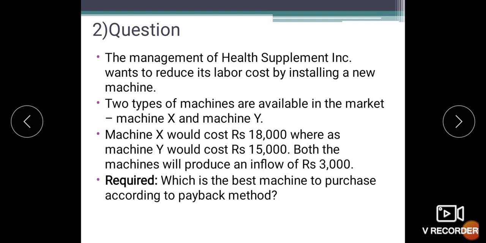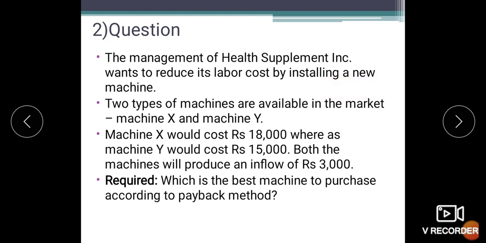Now we can move on to another question. See this particular question. The management of a health supplement company wants to reduce its labor cost by installing a new machine. Two types of machines are available in the market, machine X and machine Y. Machine X would cost 18,000, machine Y would cost 15,000. Both machines will produce an inflow of rupees 3,000. Which is the best machine to purchase according to the payback method? So this health supplement company, or the management, has got two options.